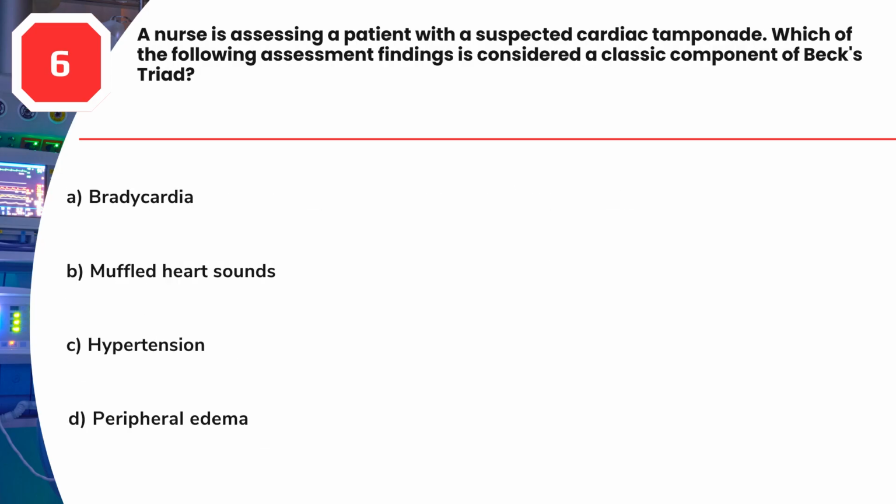Question 6. A nurse is assessing a patient with a suspected cardiac tamponade. Which of the following assessment findings is considered a classic component of Beck's triad? A. Bradycardia. B. Muffled heart sounds. C. Hypertension. D. Peripheral edema.